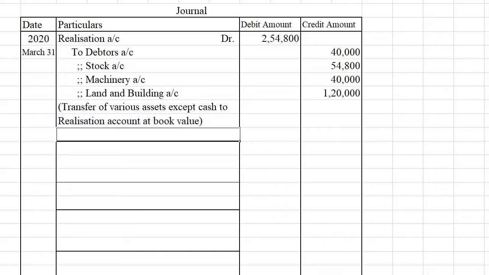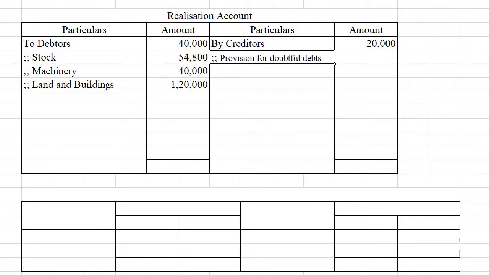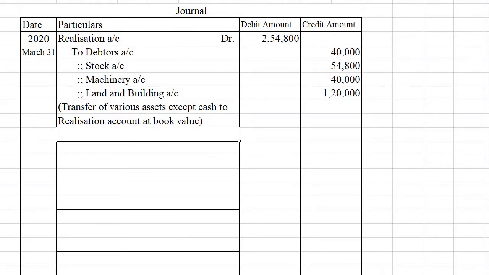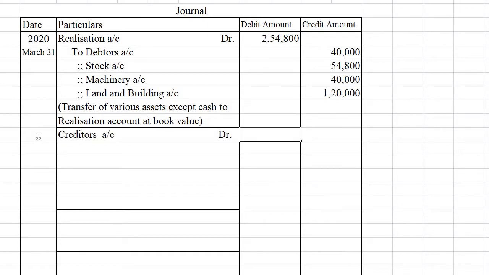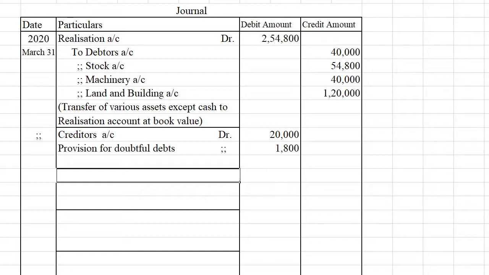Now let us see the transfer of liabilities in the realization account. Liabilities, we can see we have only one item, creditors, 20,000. So all the outside liability is over. Now we have a provision for doubtful debts. Provision for doubtful debts is also transferred, that is 1,800. So what will be the journal entry for this? Creditors debtor, provision for doubtful debts debtor to realization account. That we can see here in the journal. We give the date. Then creditors debtor, how much? 20,000. Then provision for doubtful debts, 1,800. Then the narration can be written. Its total to realization, how much?